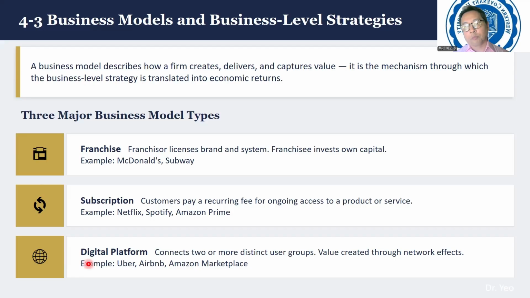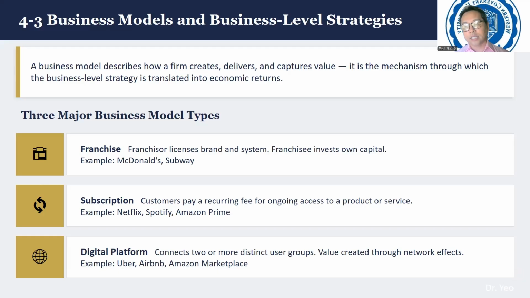The digital platform. The digital platform model is the most disruptive. Uber does not own cars. Airbnb does not own hotels. They connect buyers and sellers on the digital marketplace. The bigger the platform, the more valuable it becomes. That's the network effect.